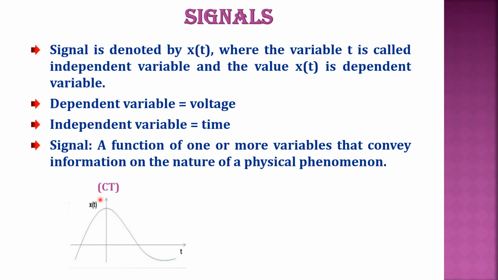Now this is the continuous time representation of the signal. Now you have a discrete time representation of the signal, which means that x of n is defined only at discrete values of n, which means that n is 1, 2, 3, 4, and so on, where n varies from minus infinity to infinity.